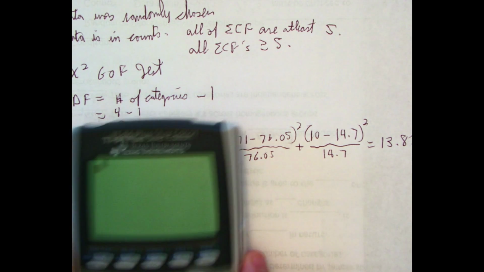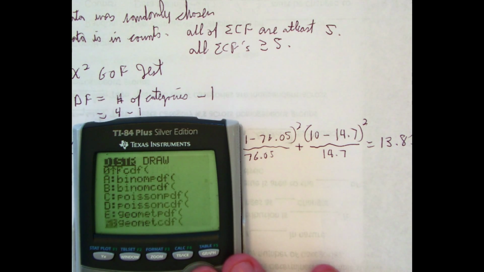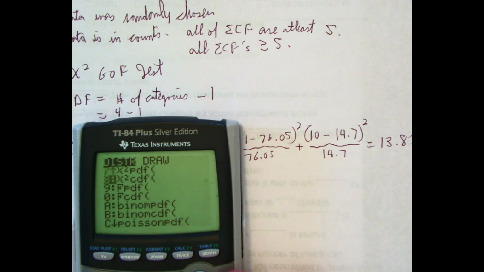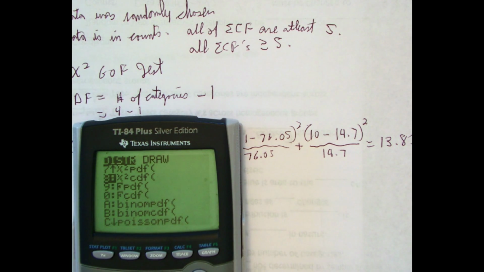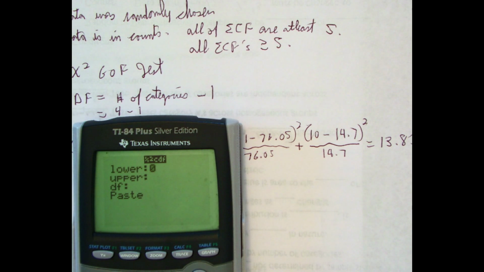you could go into the calculator and just go to distribution and then find your second distribution, and then there's chi-squared CDF, just like you would do norm CDF. And our lower bound would be 13.83, and make the upper bound like 100, and then degrees of freedom is 3, and our p-value is like 0.003. So that's the mathematics behind it.